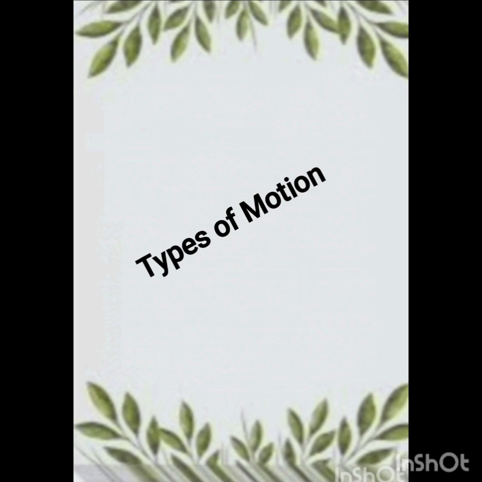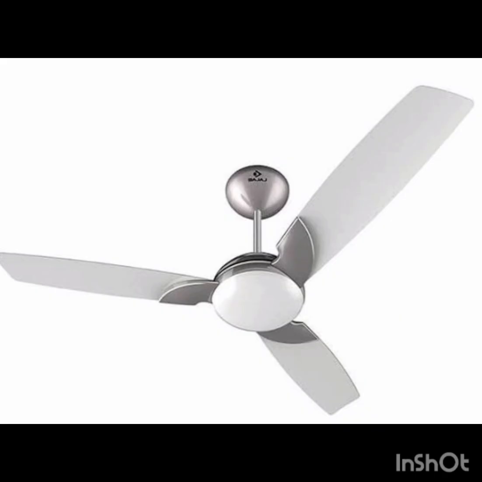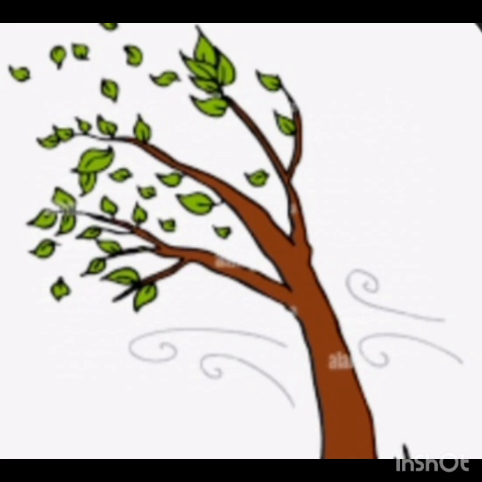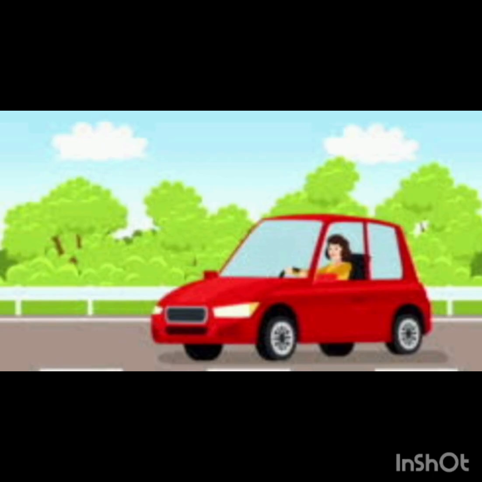Think of some moving objects like the arms of a watch, the blades of a fan, the pendulum of a wall clock, and leaves of a tree while the wind blows. Though all these objects are moving, their movement is not the same as that of a running child or a moving car. How do they differ?